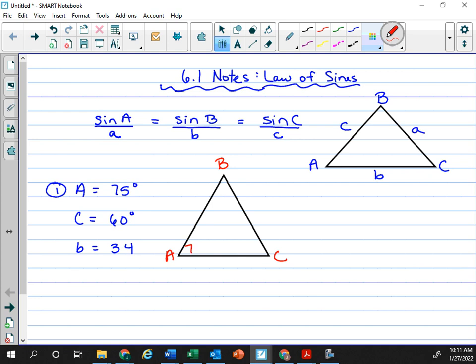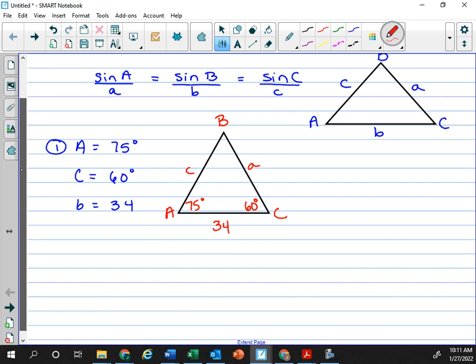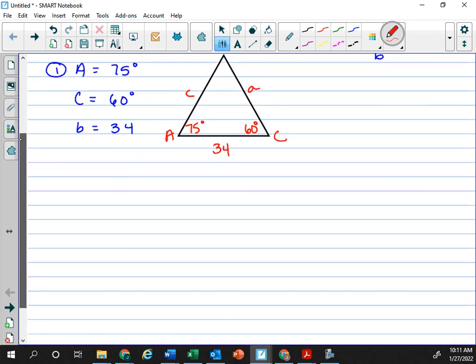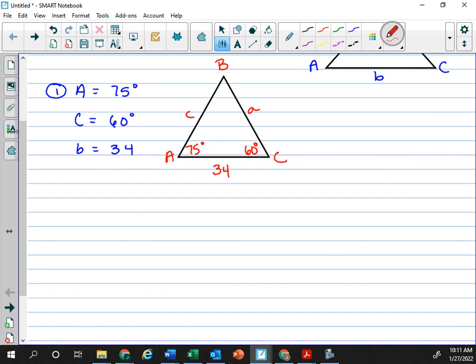So I know this was 75 degrees. Across from that is little a. Angle B I don't know. Angle C was 60 degrees. Across from that is side C. And then side B was 34. So the pieces you're solving for here are angle B, side A, and side C. And that's what we've got to find.